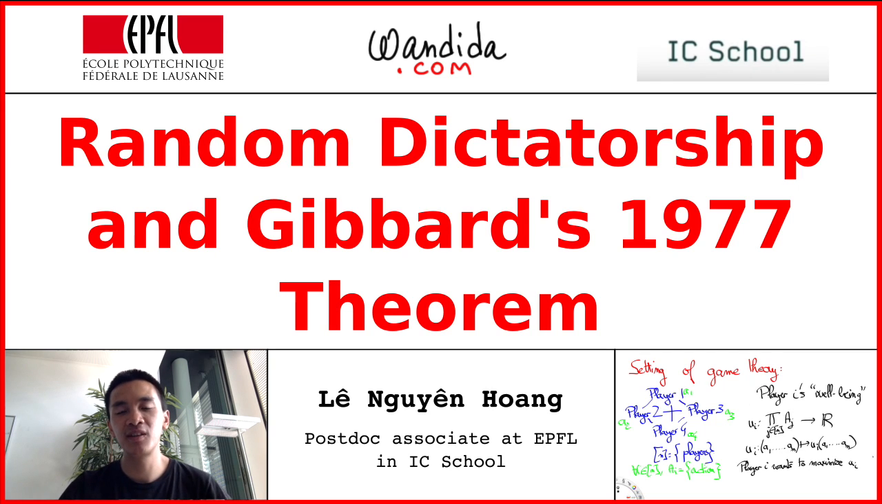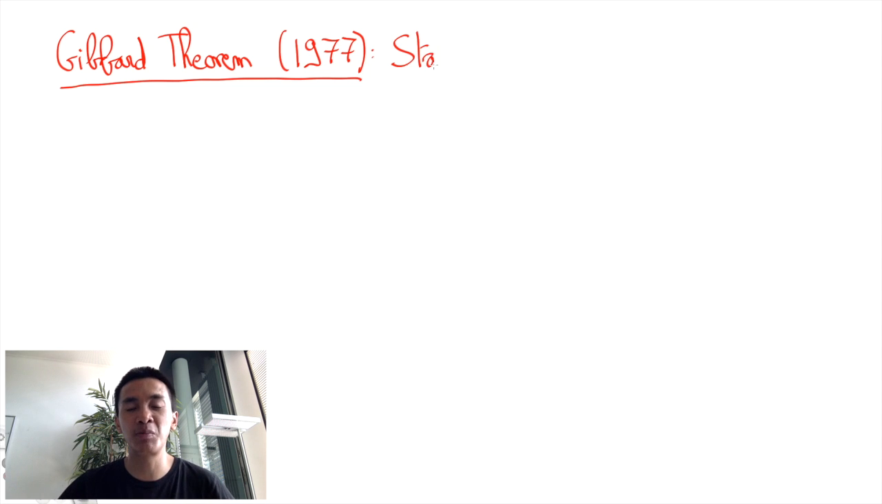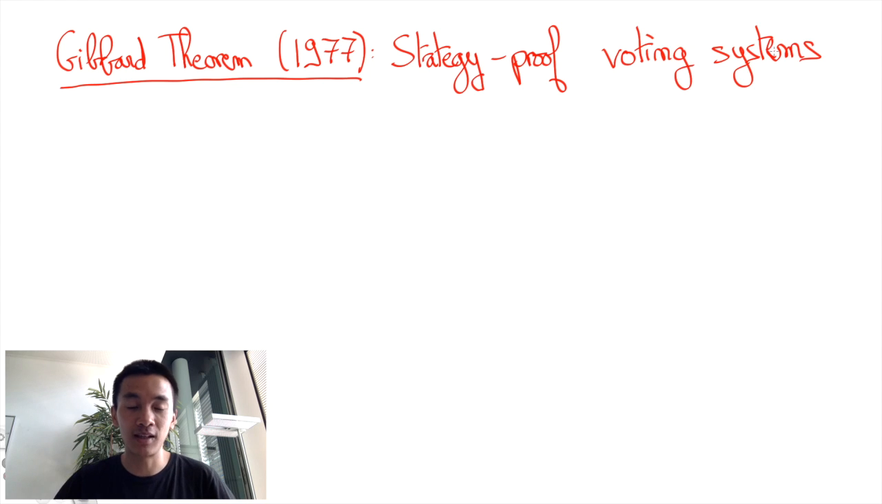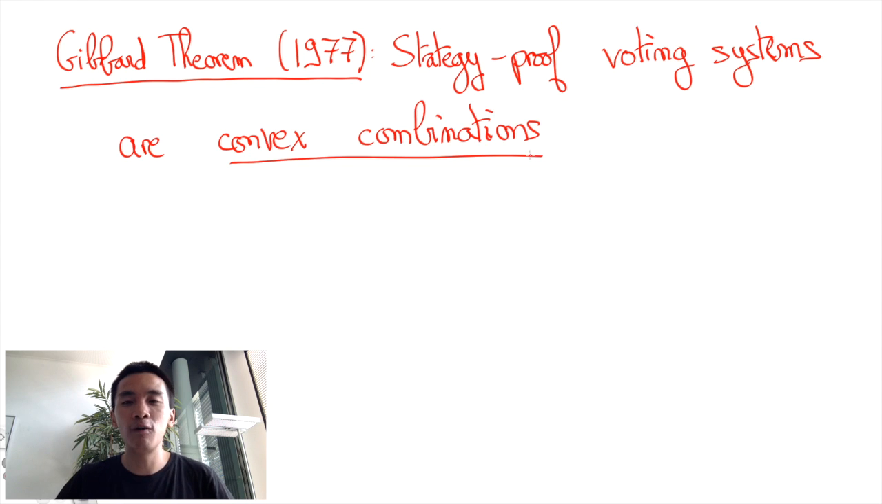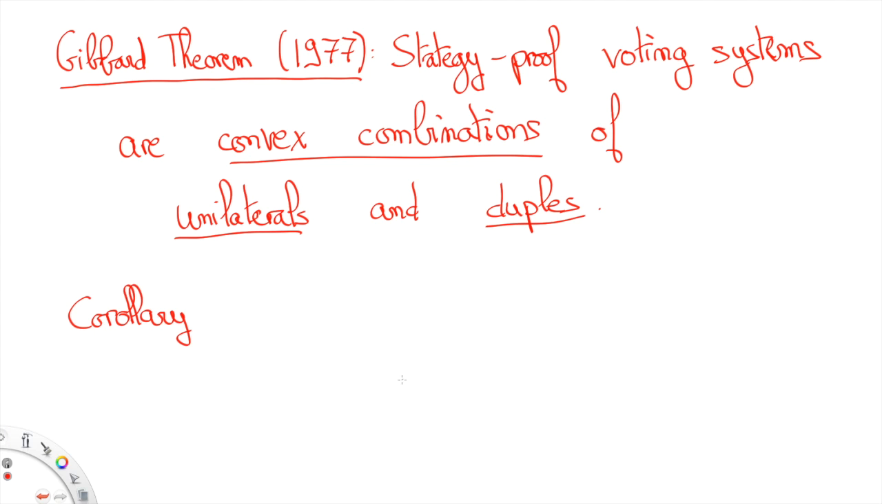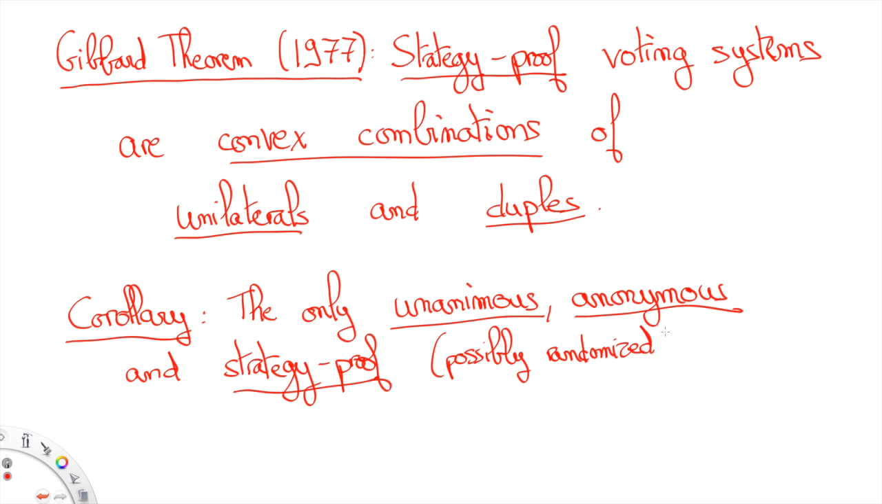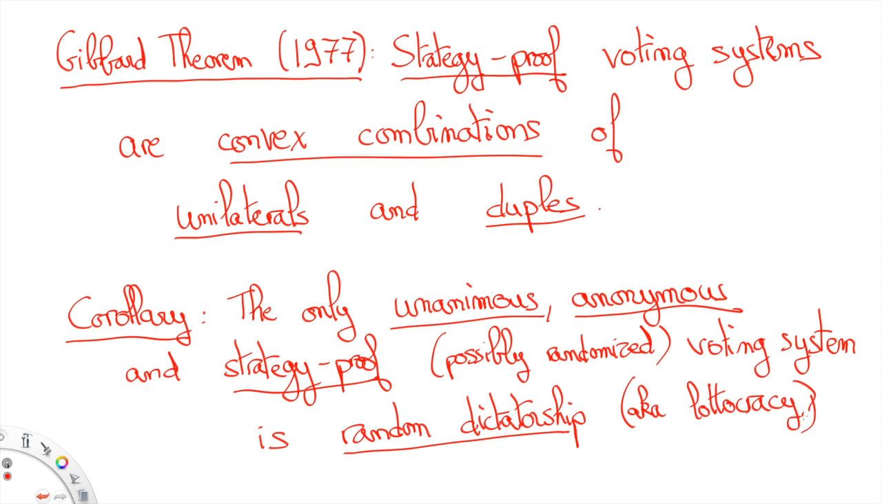In this video, I will present the 1977 Gibbard theorem and its consequences. The Gibbard theorem is a characterization of so-called strategy-proof voting systems as convex combinations of strategy-proof unilaterals and duples. And as a corollary, the only unanimous, anonymous, and strategy-proof voting system is random dictatorship, also known as autocracy.